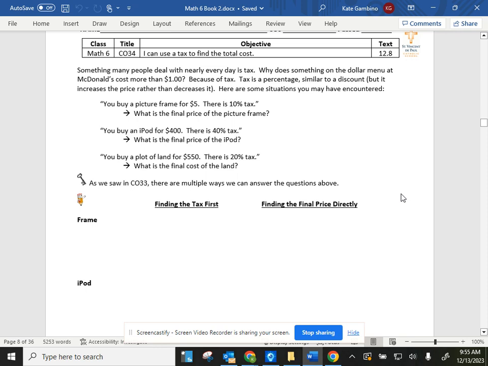Good morning. Today we are continuing with those percentages. We are doing CO34. I can use a tax to find the total cost. So our last objective was the discounts, the sale prices. So our total cost was getting smaller.